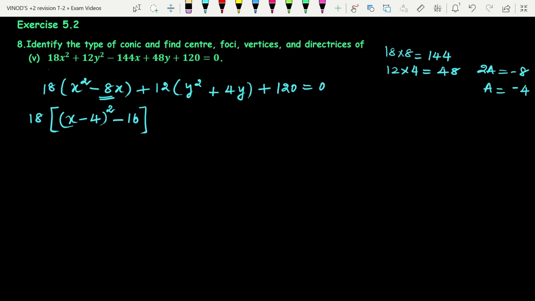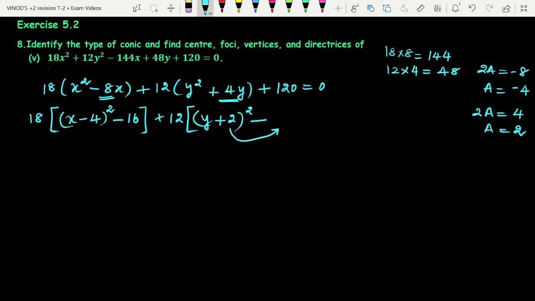Similarly, plus 12. The y coefficient is 4, so 2a is equal to 4. So a value is equal to 2. So we will write (y + 2) the whole square, minus the default 2 squared, which is plus 4, plus 120 is equal to 0.